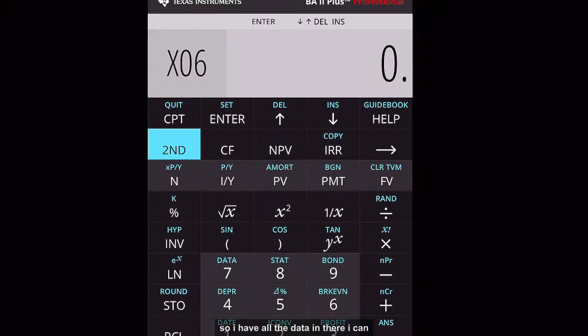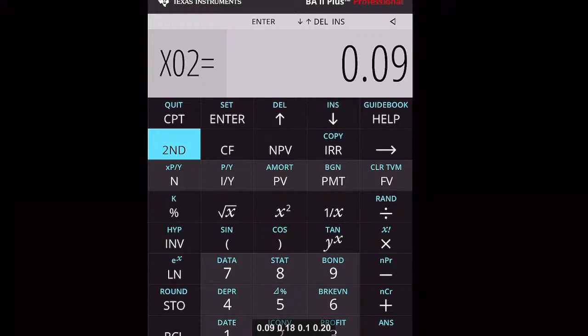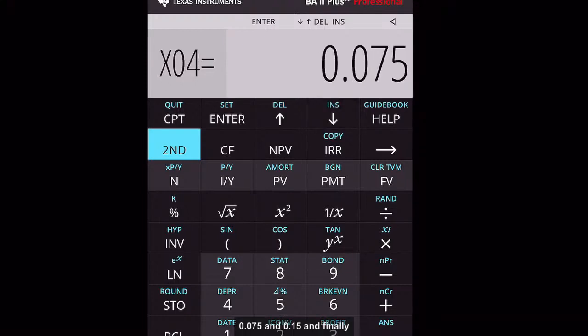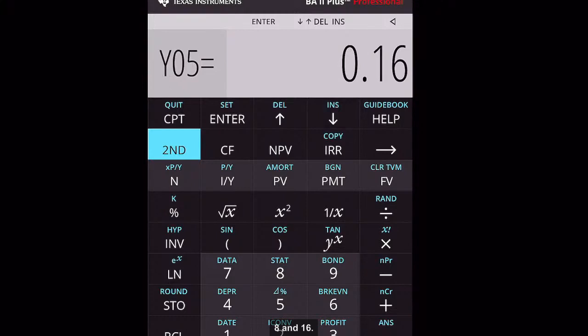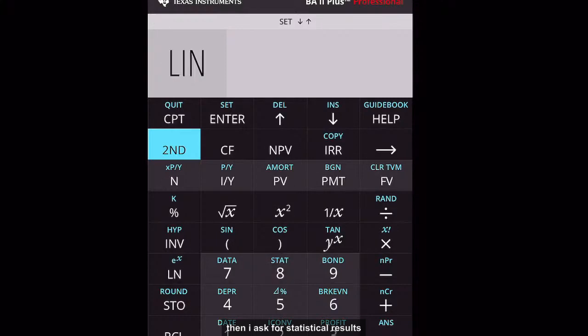So I have all the data in there. I can see it. 0.15, 0.3, 0.09, 0.18, 0.1, 0.20, 0.075, and 0.15. And finally, 8 and 16. Then I ask for statistical results.